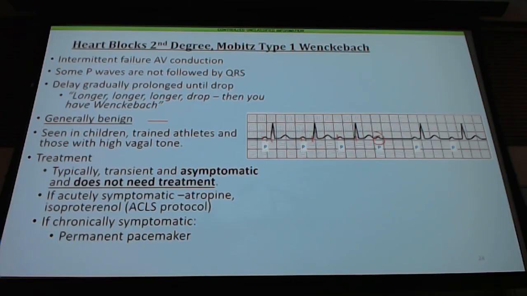Then it resets, and now that PR interval goes back to maybe even normal looking, and then the next beat is a little longer, and then it gets longer, and then eventually it's going to drop a beat again. So longer, longer, longer, drop, then you've got a Wenckebach.